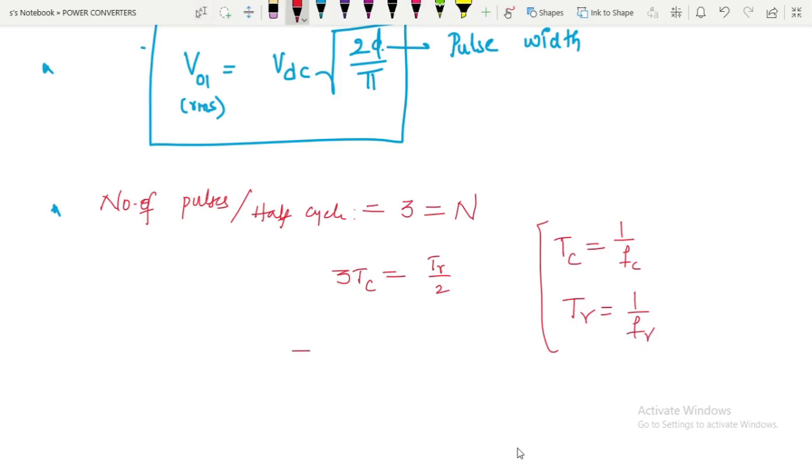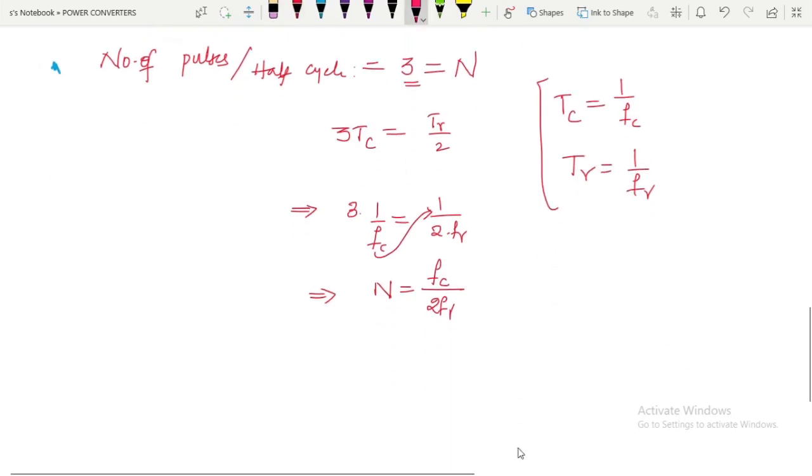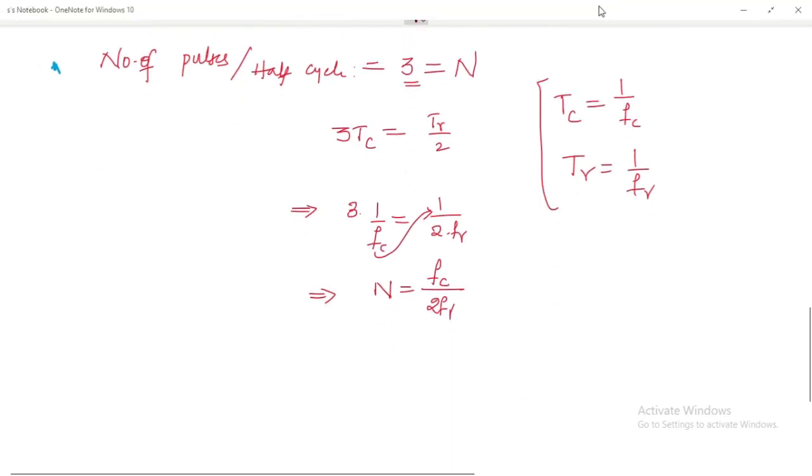Okay, if I substitute these two values, that will be 3 into Tc, where Tc is 1 by Fc. Similarly, Tr is 1 by Fr, so 2 into Fr. Here the number of pulses is 3, which can be replaced with n. I am going to shift this Fc to here, and that will be Fc by 2 Fr. So this is the expression for the number of pulses per one half cycle. I hope you are getting it, right?